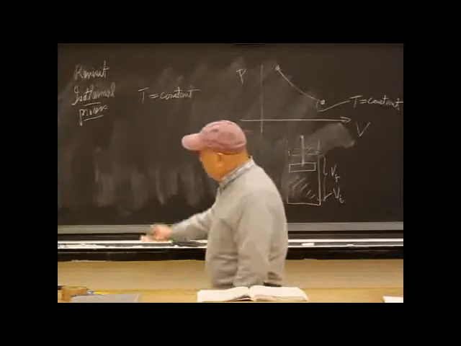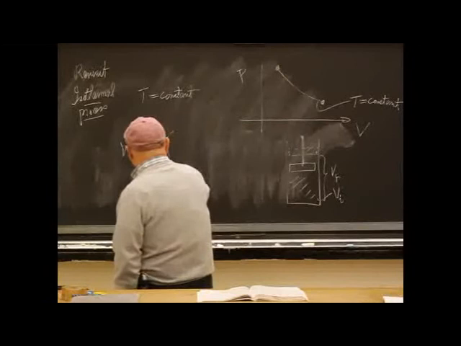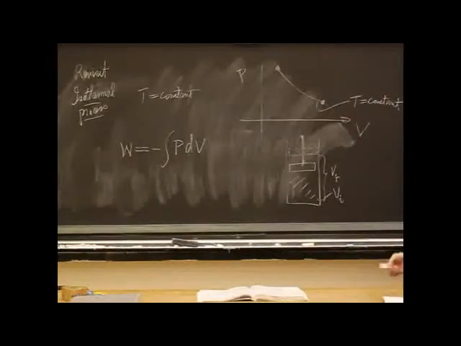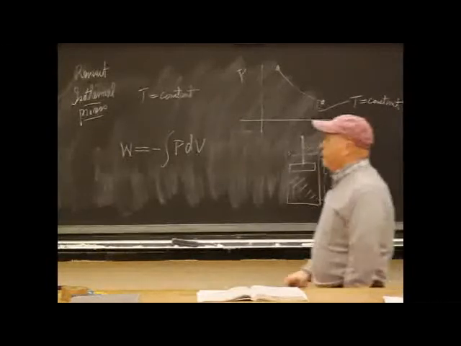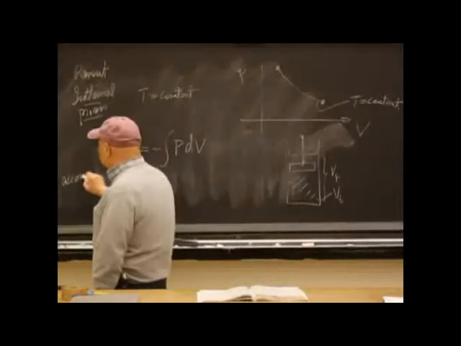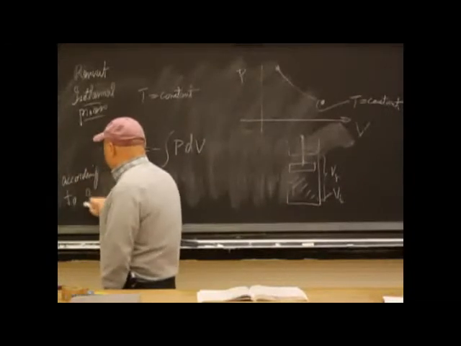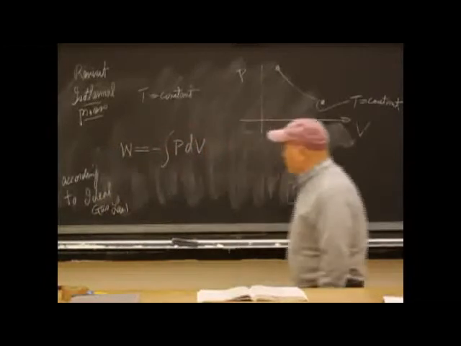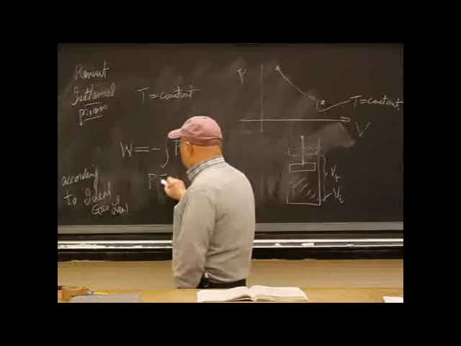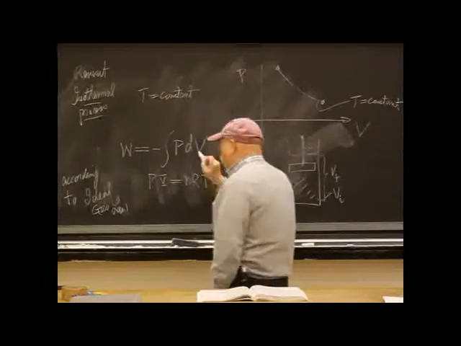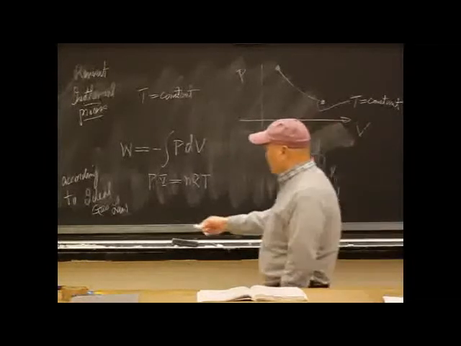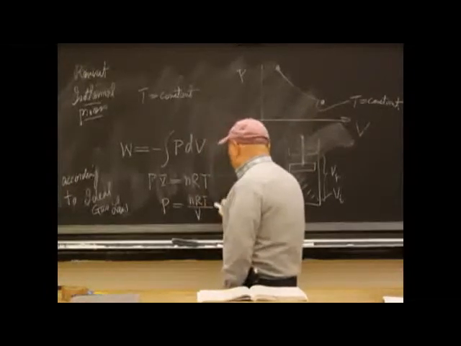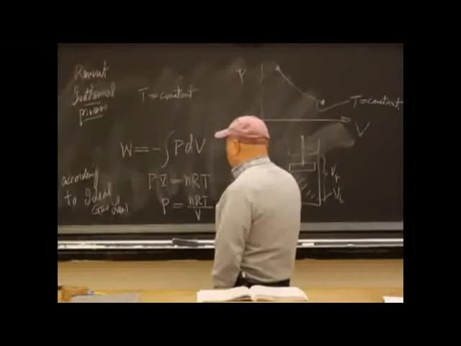So how are we going to do it? W is equal to minus P dV. That's the reason why you need the information from chapter 16. According to the ideal gas law, PV is equal to nRT. So then P is equal to nRT divided by V. This is equation number 1, equation number 2, equation number 3.